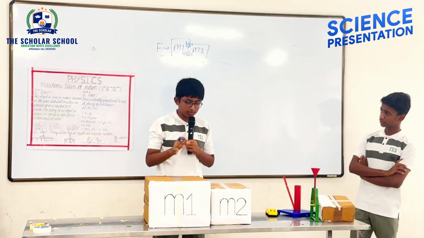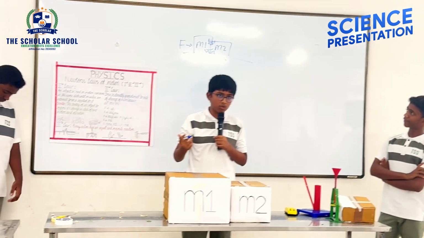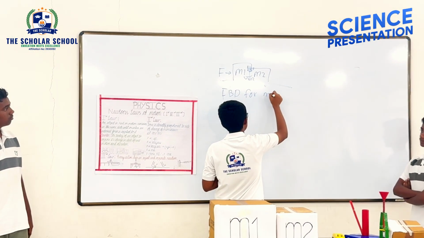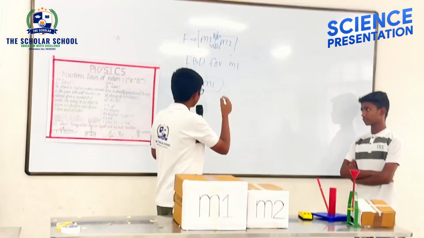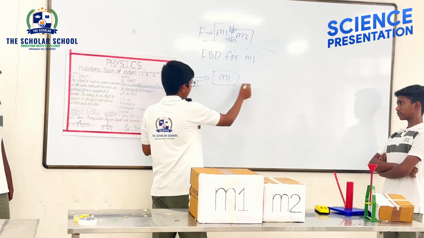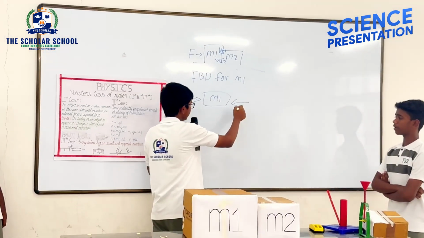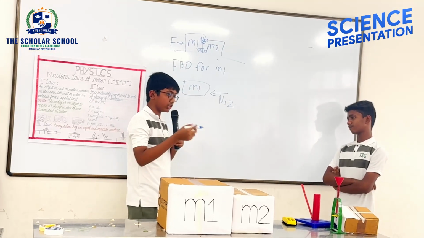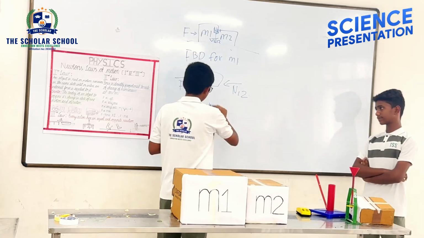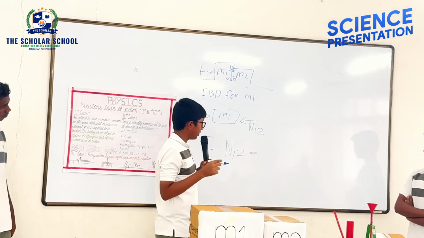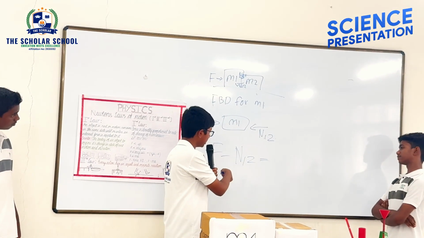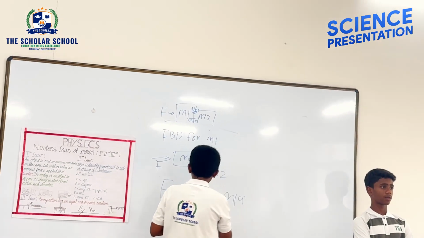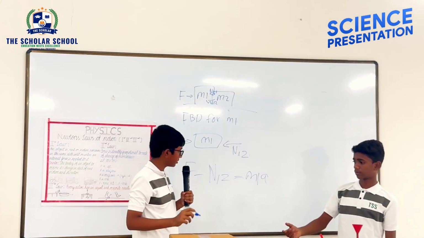So next we should isolate the object from the system. First we should find the FBD for m1. Next we should find the number of forces acting on m1, which is F and the opposing force of m2 on m1, which is N12. So next we should identify the net force acting on the object, which is F minus N12. And when we apply Newton's second law of motion, F is equal to ma, so F minus N12 is equal to m1a.